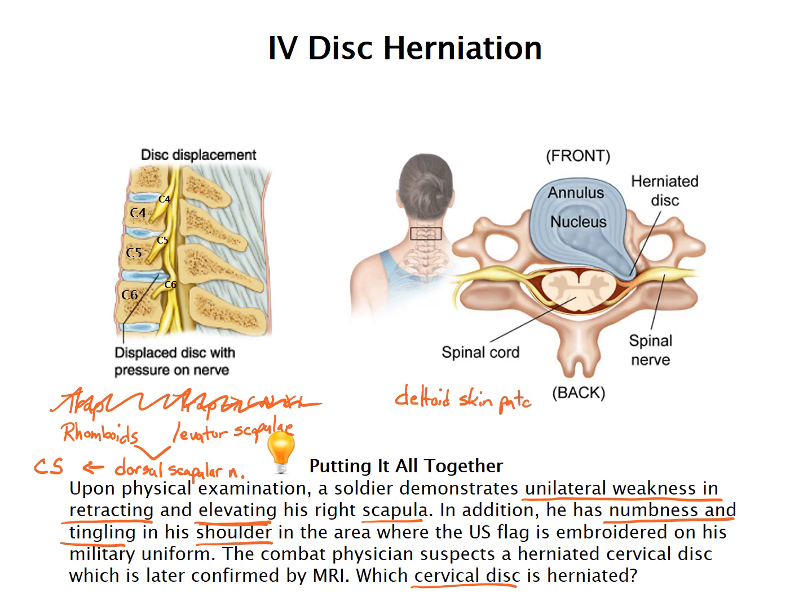This particular area is referred to as the deltoid skin patch. You've not learned this just yet, but you will soon. The deltoid skin patch happens to be associated with C5 as well. So all of these signs point to C5 being compressed by a herniation. So now if we walk back to this picture, the disc that is herniated would be the C4, C5 intervertebral disc. And so that's our answer to the question.